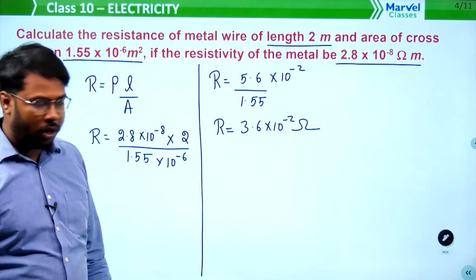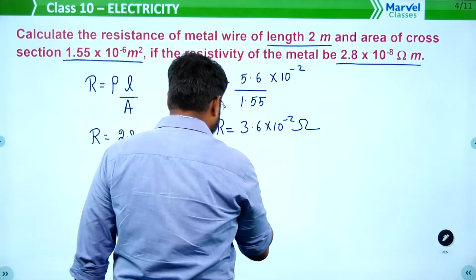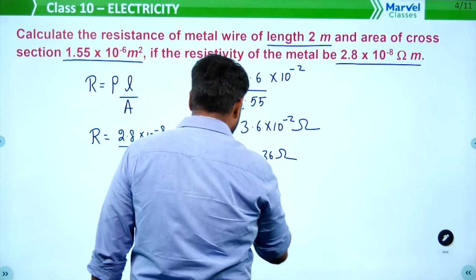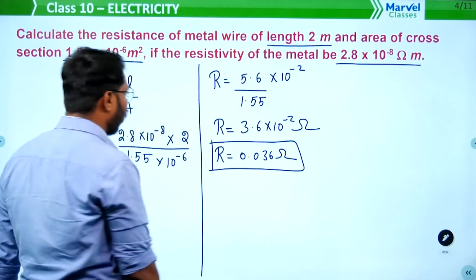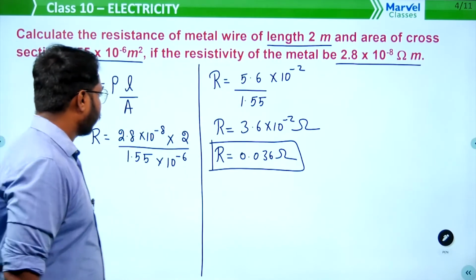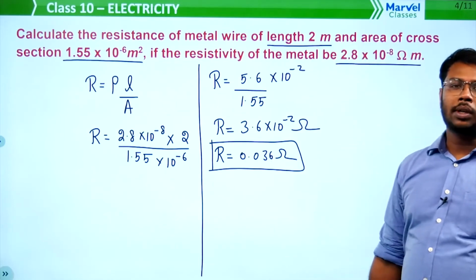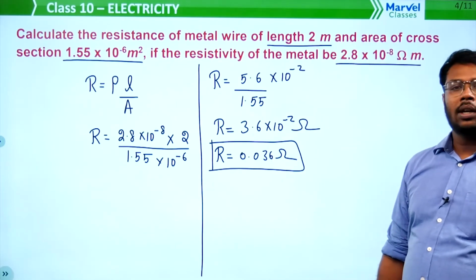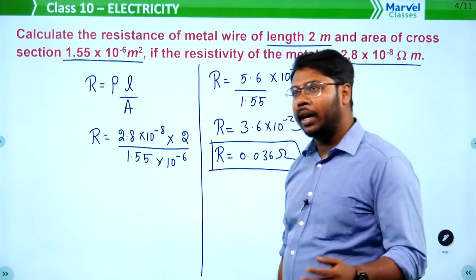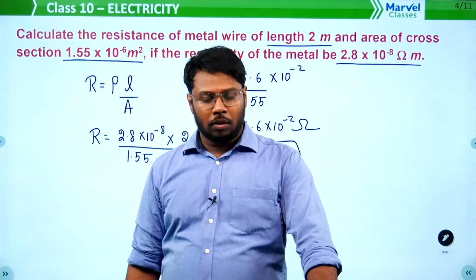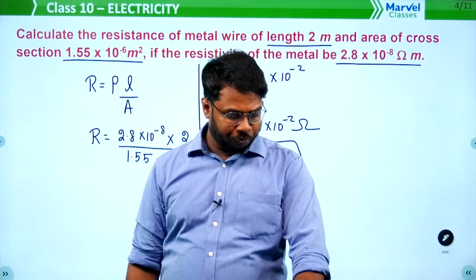3.6 into 10 power minus 2 ohms. Otherwise, it is 0.036 ohms. Both are same. So this is how it is done. See, some questions could be directly solved. This is one among them. We move to the next one.